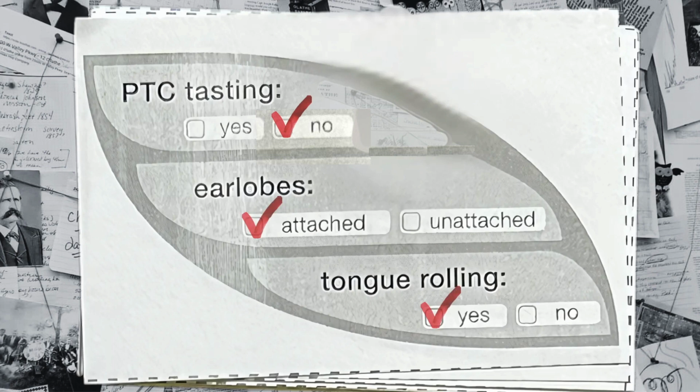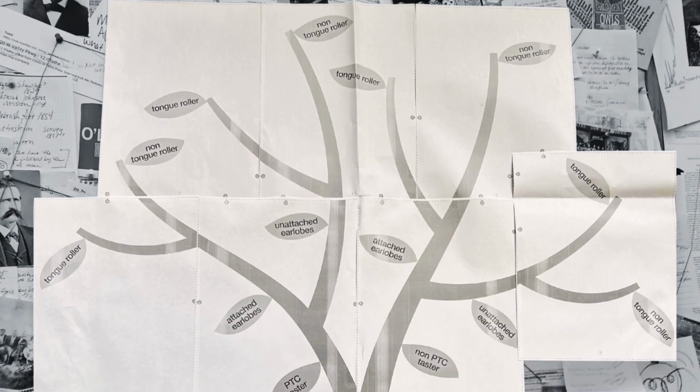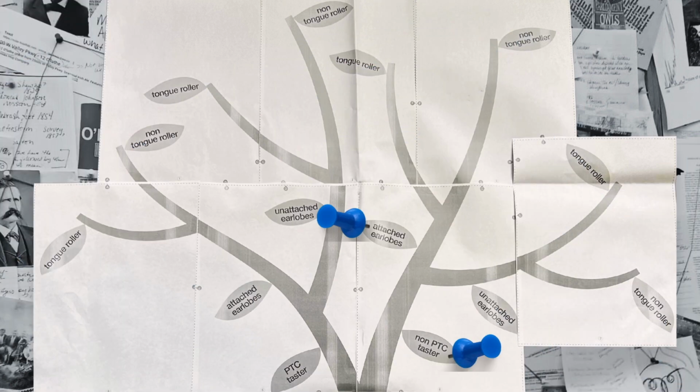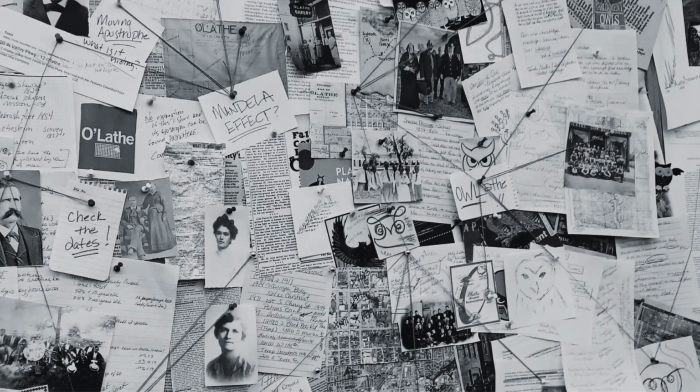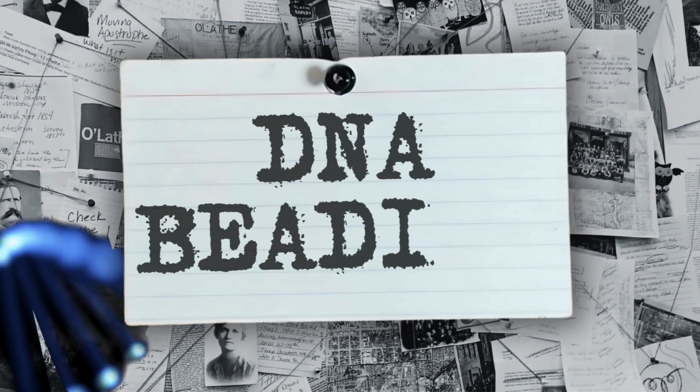Attached, yes. So pass out the trait tree leaves and the PTC strips and have your students mark off their traits. Then have your students follow the tree branches of their traits on the trait tree and stick their leaves on the appropriate area. Keeping those results in mind, we can dive straight into the second activity, DNA beading.